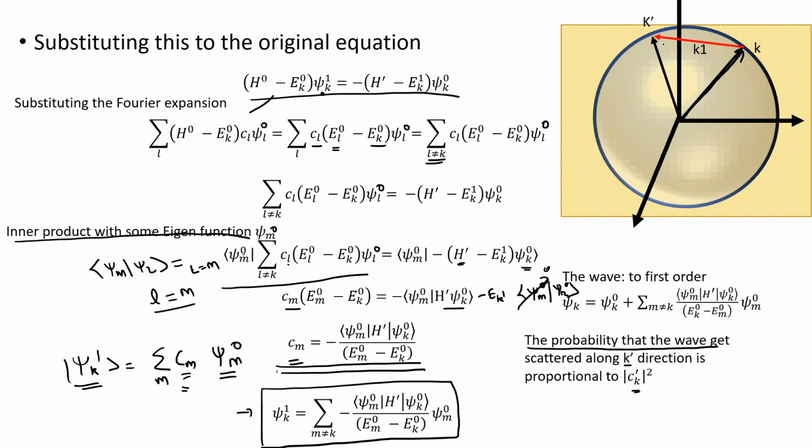So basically we can see it from here. The Ck is being scattered from k to k dash. How far it gets scattered depends upon the strength of these interactions.